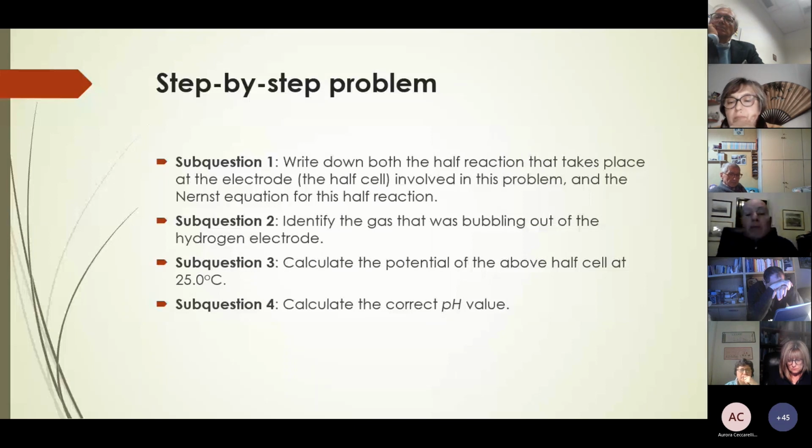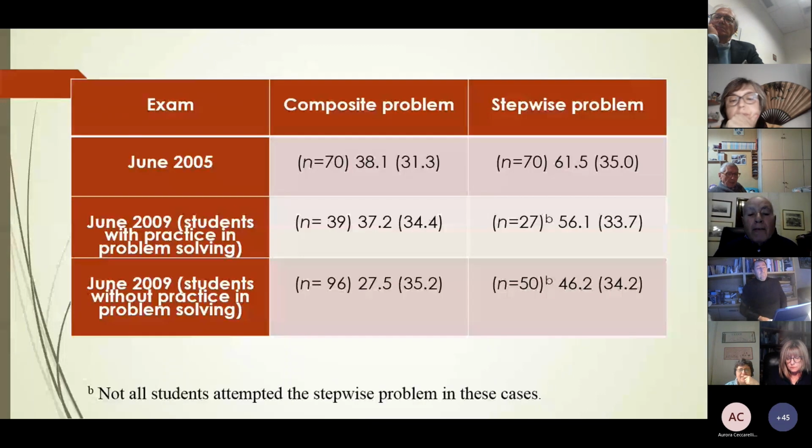This is the table with the data. We have 3 sets of data. One is from the exam of June 2005. Here we have a mean performance of 38.